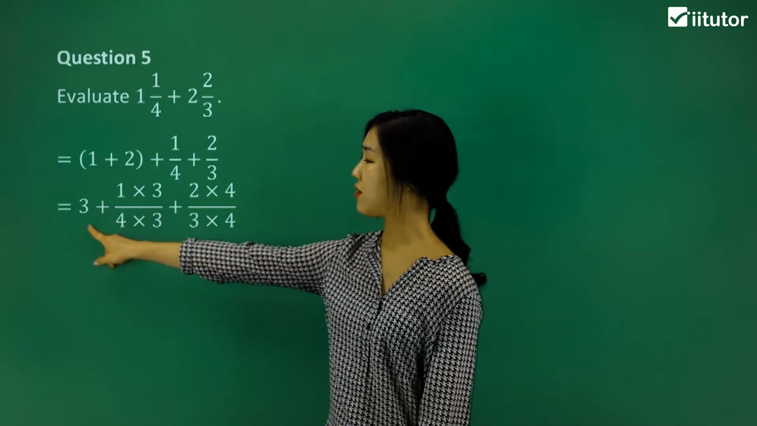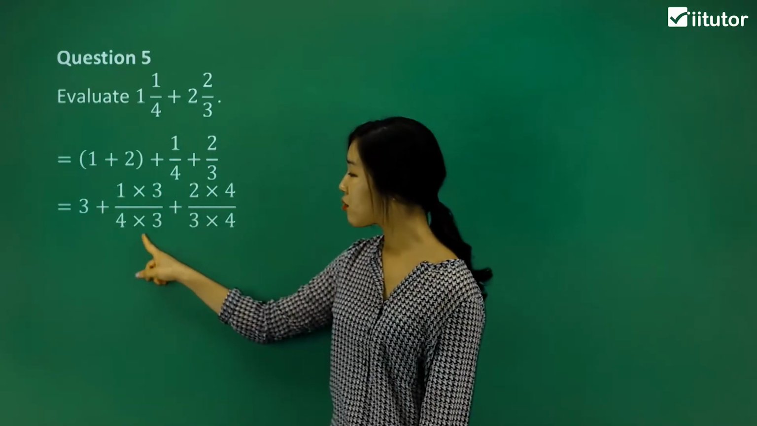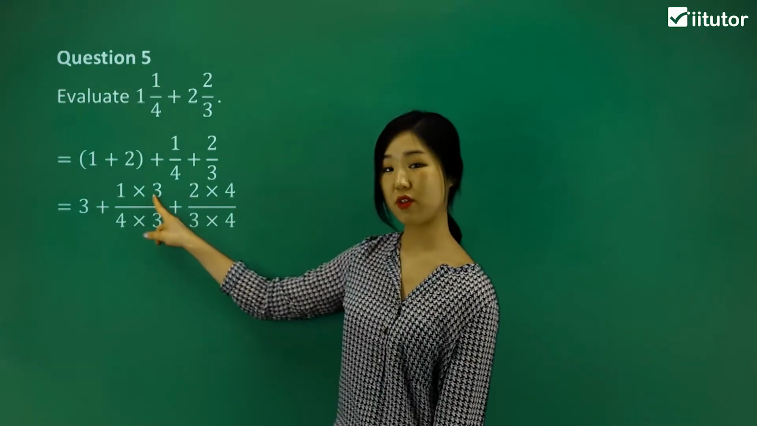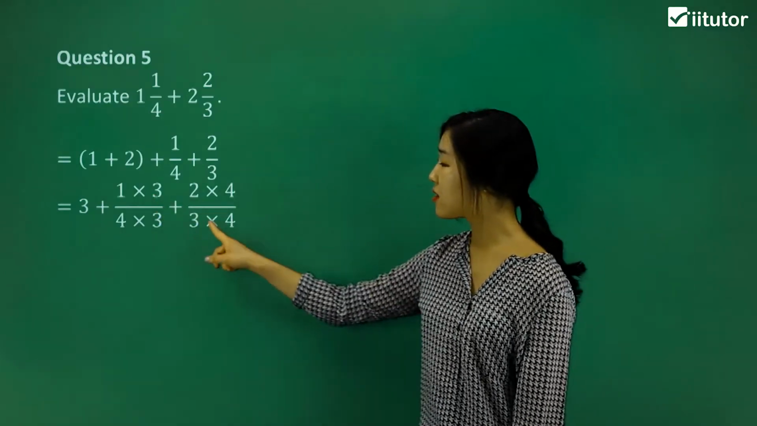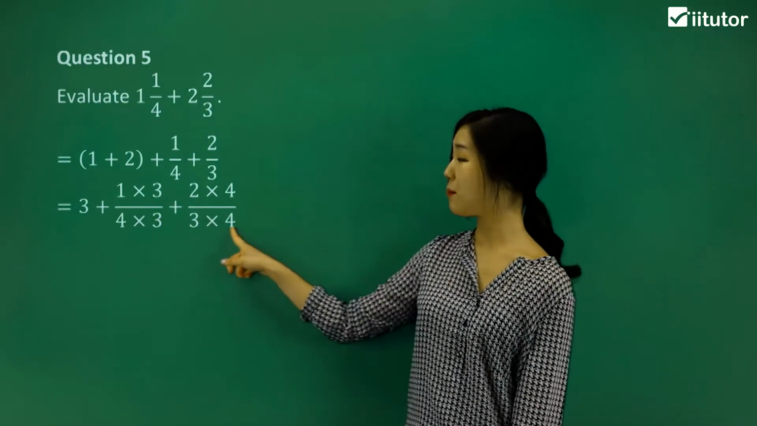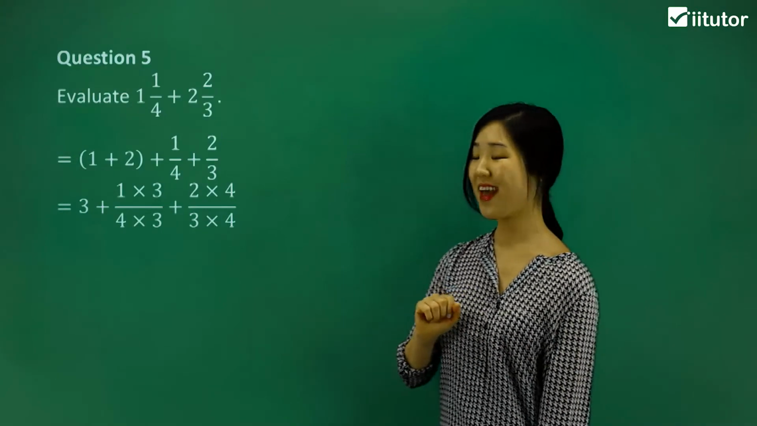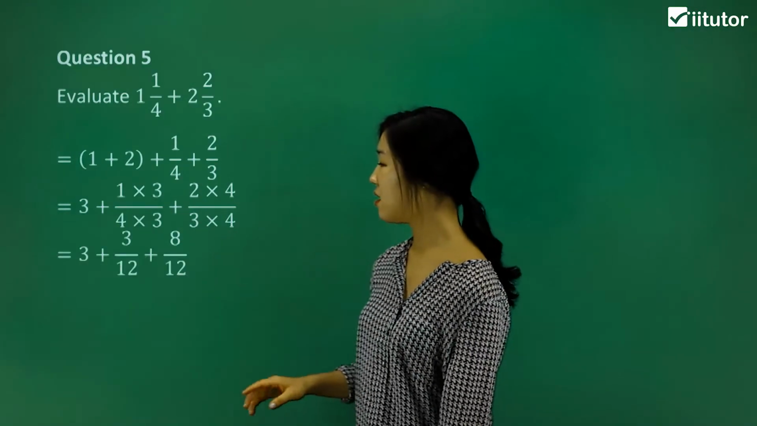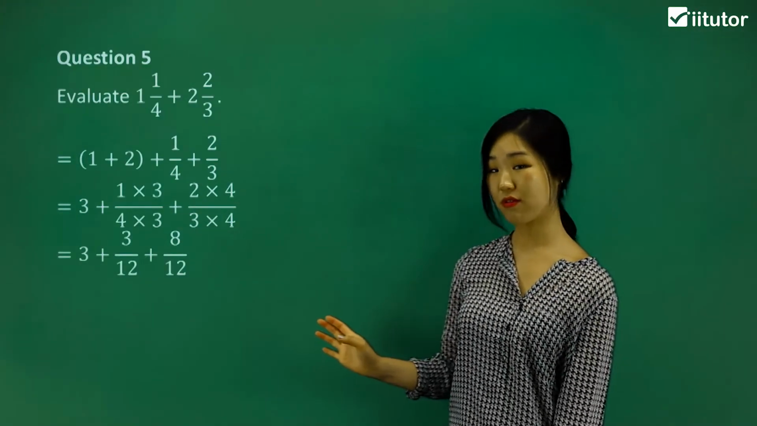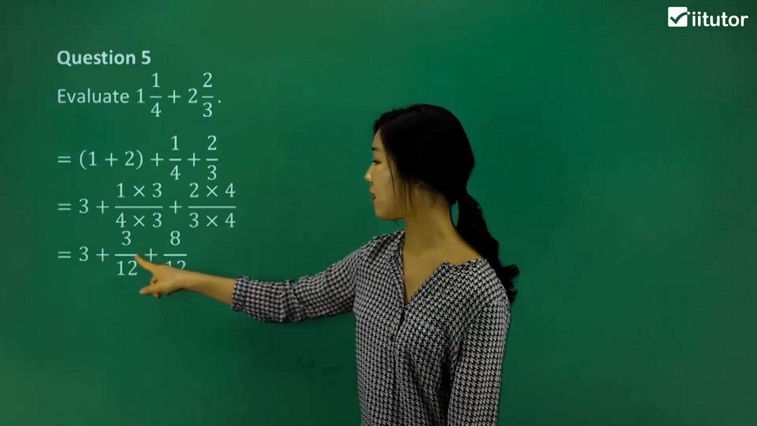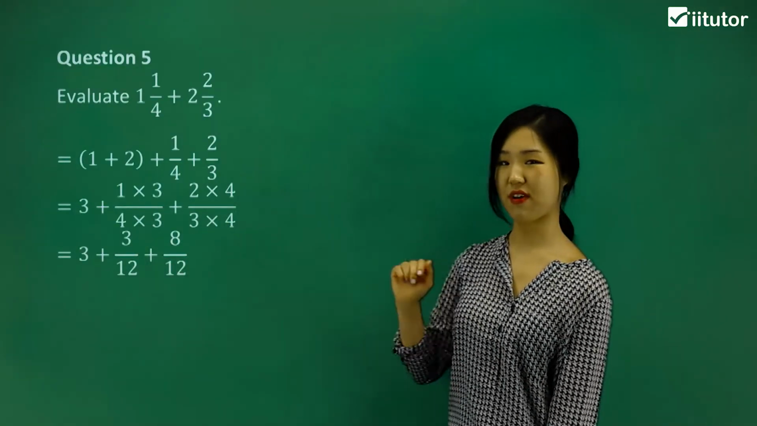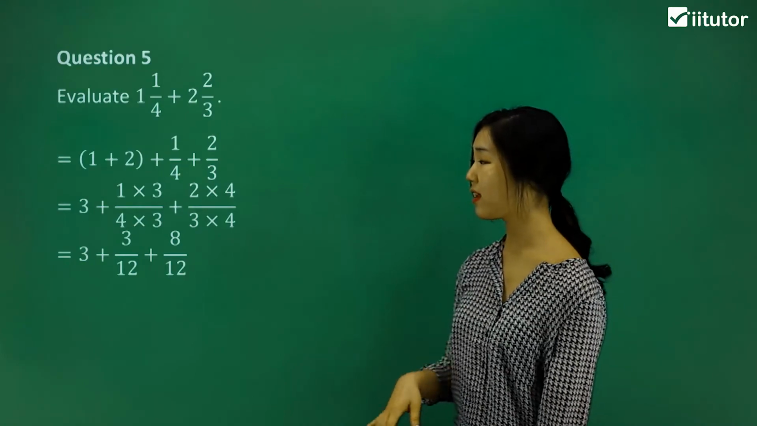So again, 1 plus 2 is 3. 4 times 3 will get us 12, so I multiply the numerator by 3 as well. And 3 times 4 is 12, so I multiply the numerator by 4 as well. Then let's simplify this a bit further. Both of the denominators should be 12, right? And then 1 times 3 is 3, 2 times 4 is 8. I just simplified the numerators as well by multiplying.